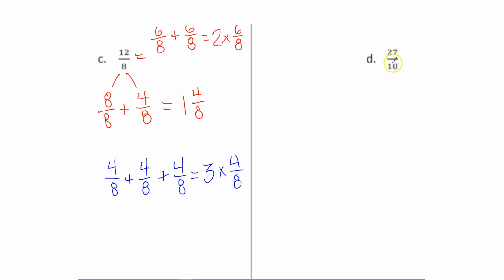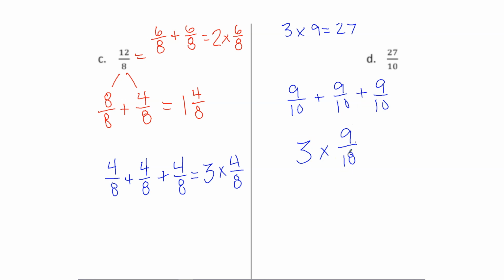For 27, it can't be divided by 2, so it's going to be divided by 3. And we know that 3 times 9 equals 27. So we're going to have 9/10 plus 9/10 plus 9/10, which is equal to 3 groups of 9/10.